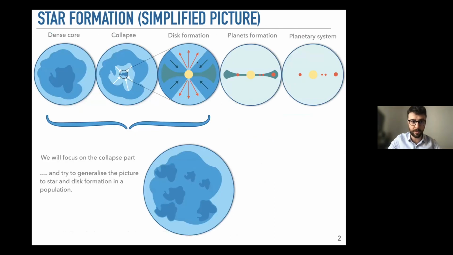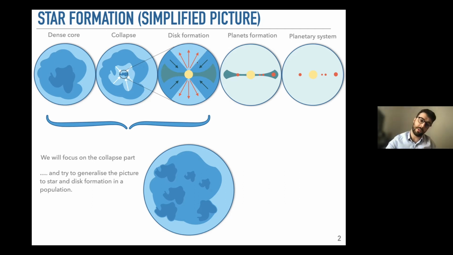So before talking about our simulation, I would like to give a brief picture of star formation. It's very simplified, so it's not intended to be very scientific. Star formation takes place in the molecular clouds, and more particularly in the dense regions of the molecular clouds that we call dense cores, and they collapse on themselves because they are more massive than the Jeans mass. And during the protostellar collapse, angular momentum conservation leads to the formation of a disk around the protostar, and in this disk you form the planets.